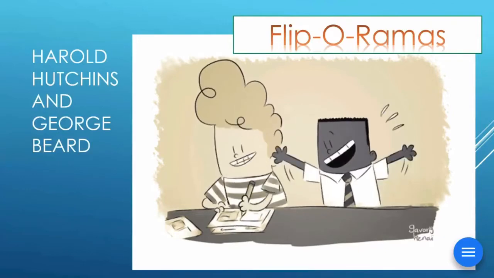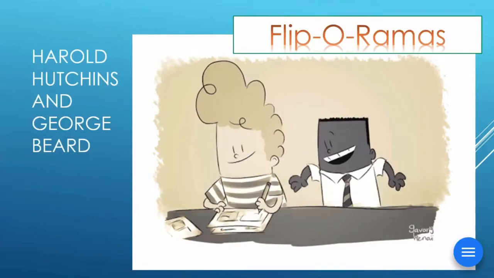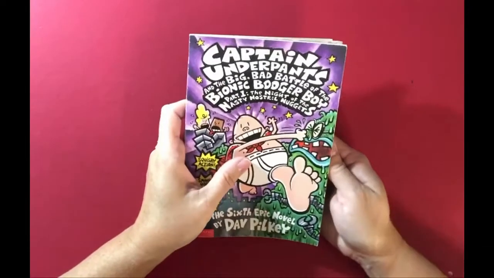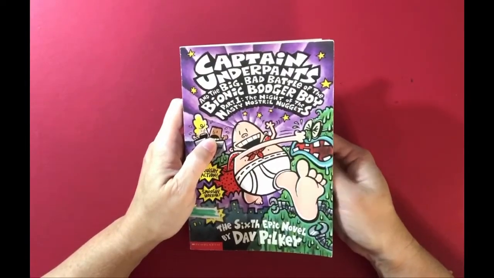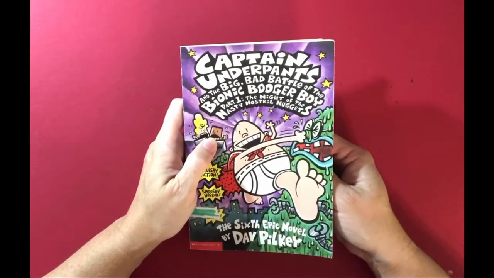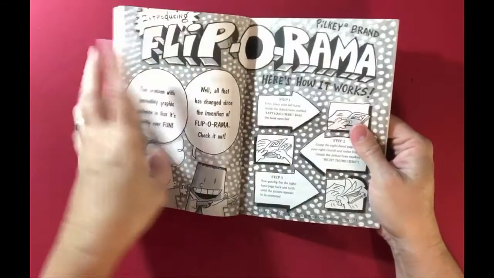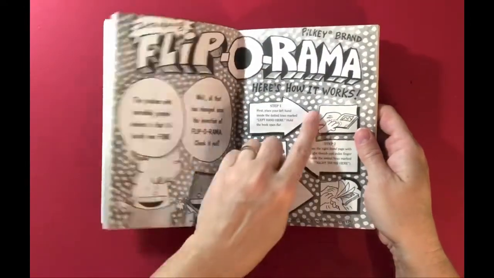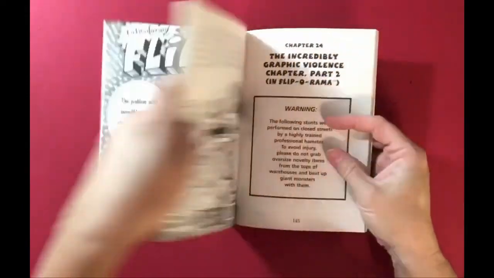So with the Flip-O-Ramas, you take two images and you flip back and forth, and it gives that illusion of movement, which fits into our theme this week. All right, I told you that my kids love the Captain Underpants books. So in the Captain Underpants books, there's these Flip-O-Ramas, and they actually show you step by step how to do them. I found one in here.